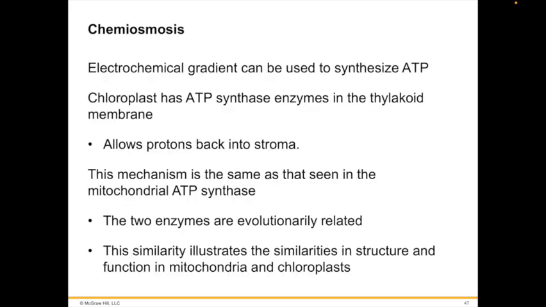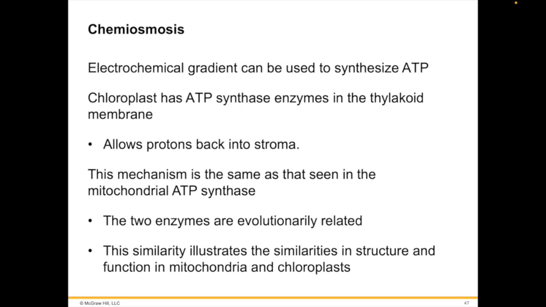Protons are pumped from the stroma into the thylakoid compartment by the B6F complex. The splitting of water also produces added protons that contribute to the gradient. The thylakoid membrane is impermeable to protons, so this creates an electrochemical gradient that can be used to synthesize ATP.